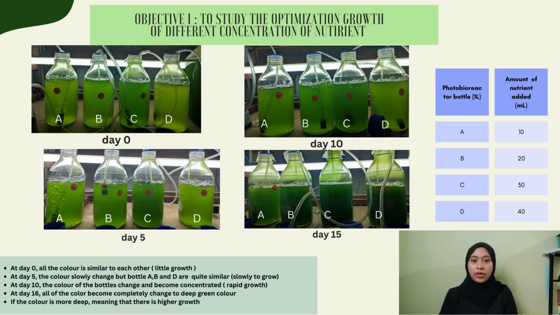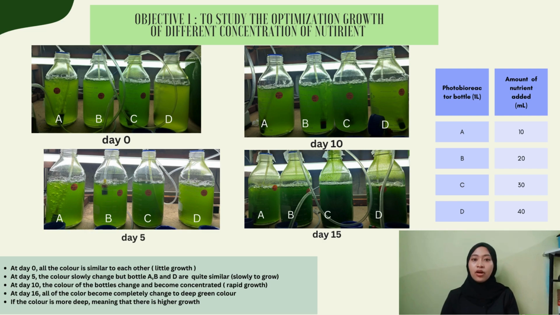Next, we go to the result part. The 4 bottles of 1 liter, which are A, B, C, D, were labeled with different concentrations of nutrients and were monitored for 16 days. The color was also observed every 5 days. At day 0, the color of all the photobioreactor bottles is similar as they have the same amount of seed. At day 5, the color of bottles A, B, and D is still similar while bottle C changed a bit.